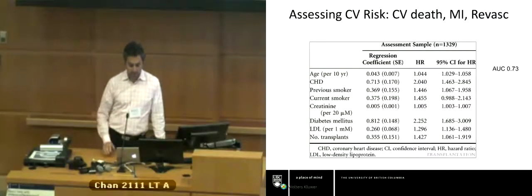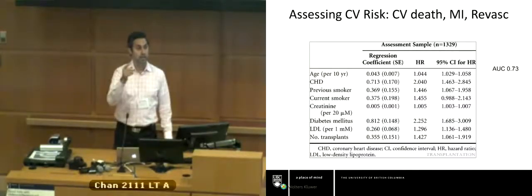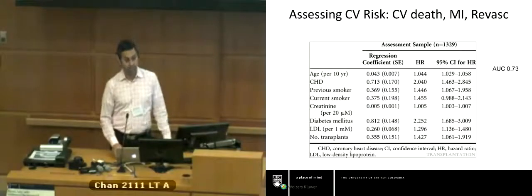For cardiovascular events, i.e. death, MI, or revascularization, the variables that turned out to be significant were older age, not surprising, history of cardiovascular heart disease, previous smoking, current smoker, creatinine, so the higher it is, the worse the outcome, diabetes with a high hazard ratio, high LDL, and the number of transplants. So if you're a redo transplant, then your risk of developing cardiovascular events is going to be even higher.